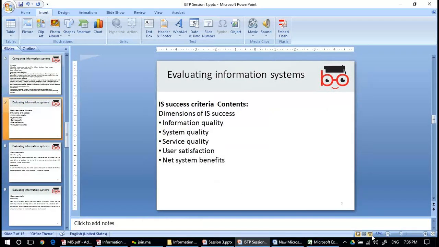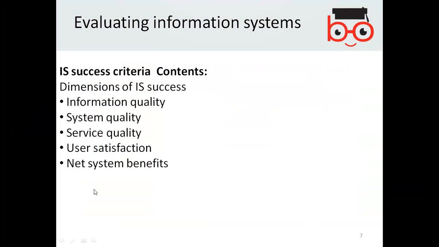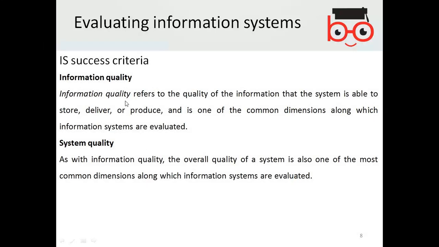So next is success criteria. You know the type of the systems and how they are structurally distinguished. You should be able to know that the dimensions of the success are information quality, system quality, service quality, user satisfaction. Now we look into it in a little bit more detail. Information quality refers to the quality of the information that the system is able to store, deliver, produce, and is one of the common dimensions along which information systems are evaluated.